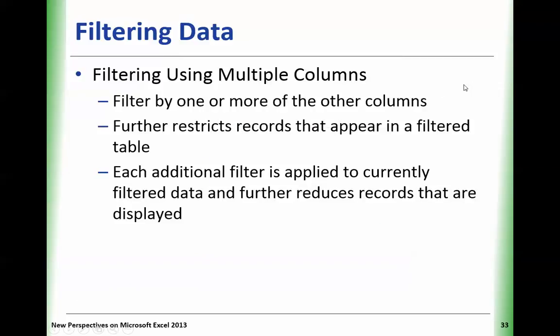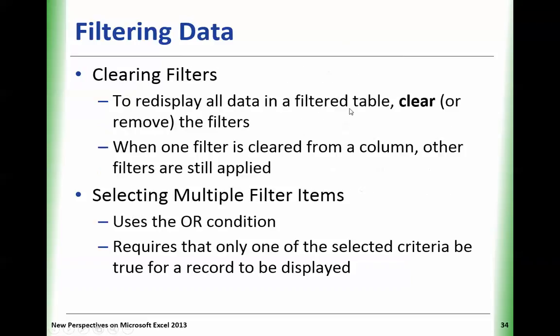We can even filter using multiple columns. Much like the sort, we have a primary filter, then a secondary filter. To redisplay all data in the filtered table, clear or remove the filters. When one filter is cleared from a column, all other filters are still applied. So if you only clear one, that doesn't mean you're clearing all of them.